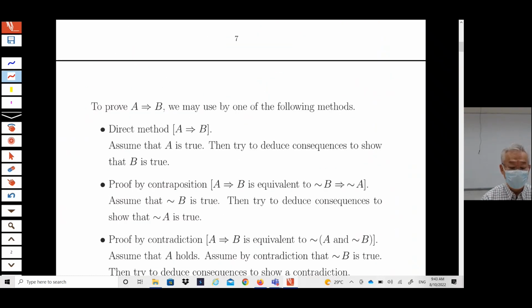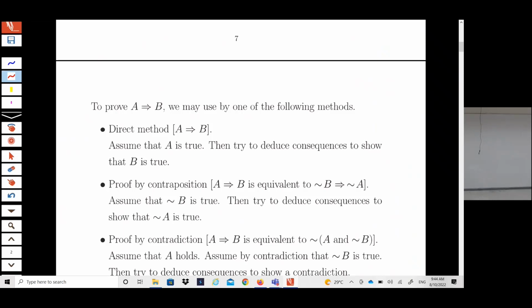So to prove A implies B, we have a few methods. The first one is the direct method. We prove from statement A to B. So we assume that A is true, or we suppose that A holds. Then we try to deduce consequences of our assumption, and then show that B is true, or B holds. This is quite straightforward, and this is the direct method.